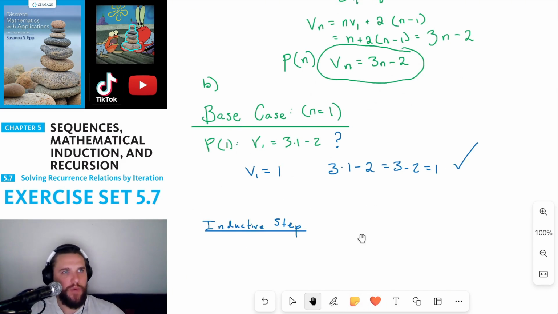Now, since we're doing strong mathematical induction, we might need more base cases. I'm not sure yet how many base cases we need. We might need 1, we might need 2. We might need only just 1, though. But it really depends on how we evaluate this inductive step. So I'm going to leave some room in the base case just in case we need more base cases.